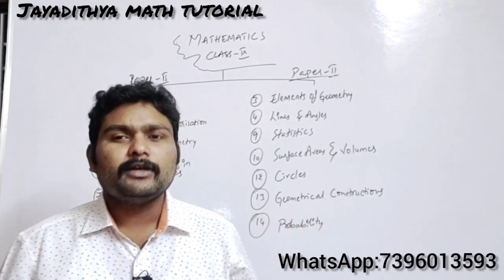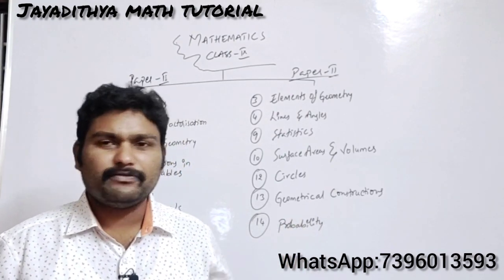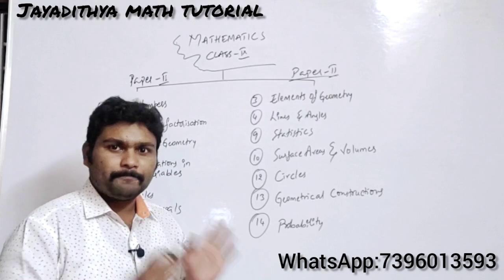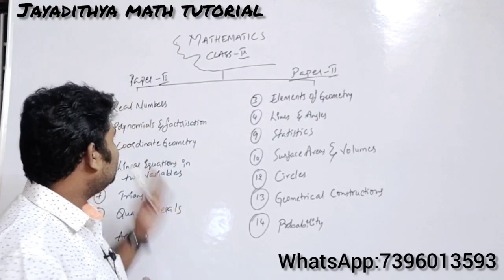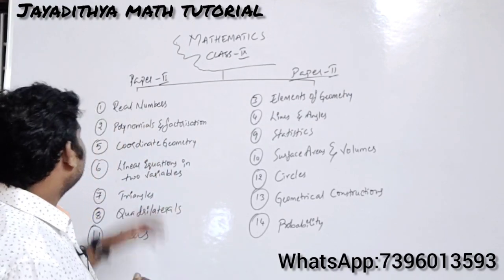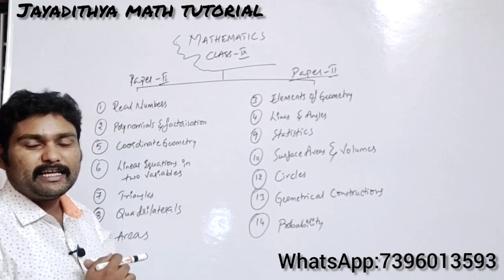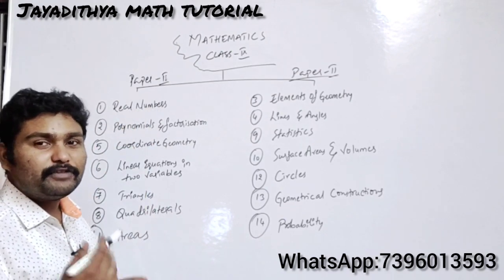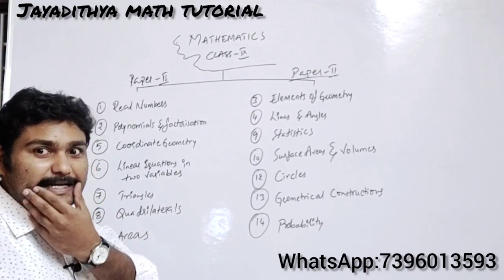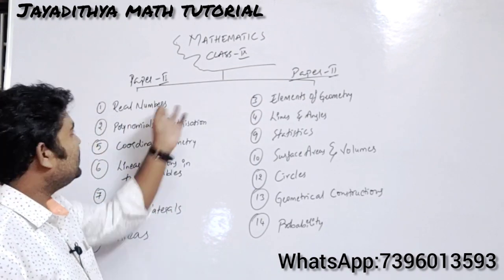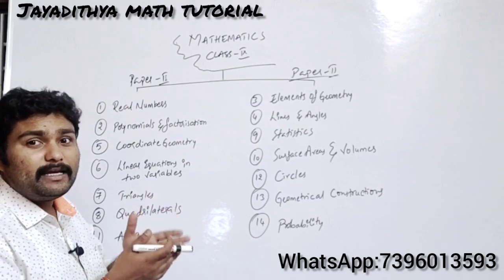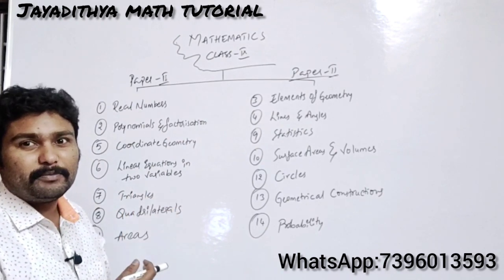As I already told you, you have 14 chapters mainly, and you will be having a 15th chapter, that is proofs in mathematics here. So let us understand about each and every chapter here. The very first chapter is real numbers. In your 8th standard you have learned about rational numbers, right? Here you have real numbers, and you will be learning more about irrational numbers here.